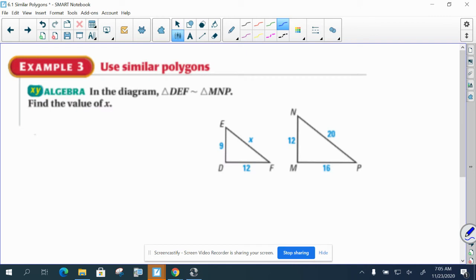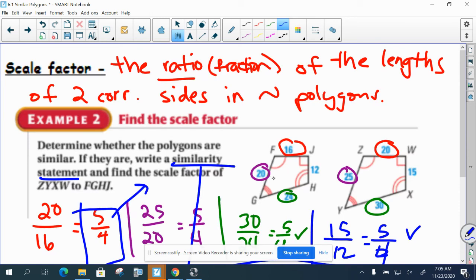And one thing you also want to be careful of is that if you do say that they're similar, all the corresponding angles have to be congruent. Here they clearly are, but sometimes you might need to check.